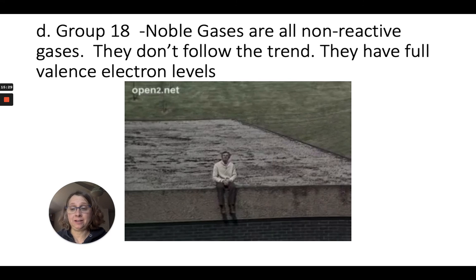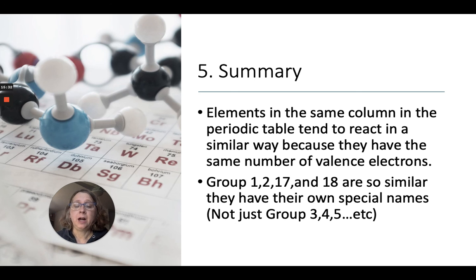But they're very non-reactive. All right, so here is the summary. The summary is that elements in the same column in the periodic table tend to react in a similar way because they have the same number of valence electrons. This should actually be number 3, I think. Groups 1, 2, 17, and 18 are so similar that they have their own special names. Other columns, we just say, you know, group 16 for the column that starts with oxygen, or group 15 for the column that starts with nitrogen, because they don't react as similarly. 1 and 2, 17 and 18, you do need to know these names. Group 1 being alkali metals, group 2 being alkaline earth metals, group 17 being the halogens, and group 18 being the noble gases.